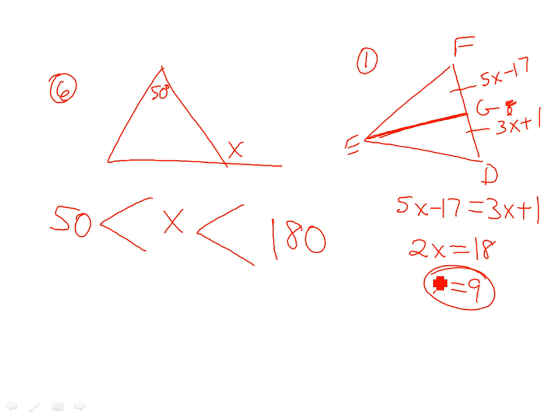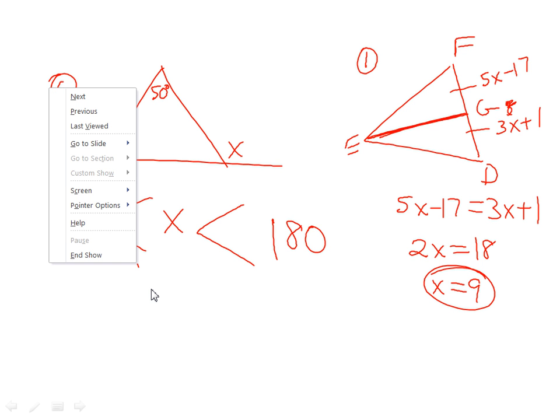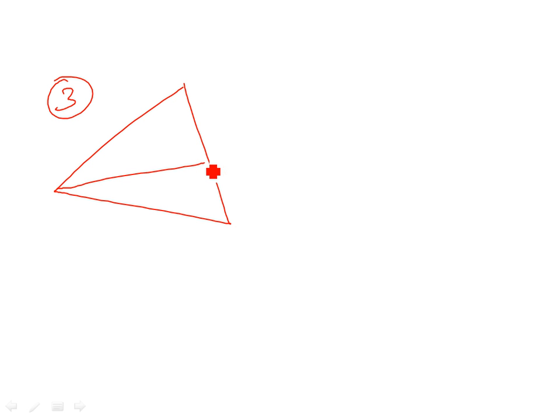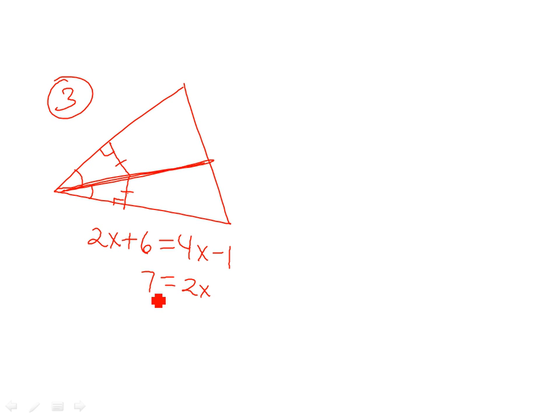Number 3. What do they tell us in number 3? It's an angle bisector. So give me a second to draw number 3 up here. Triangle looks something like this. You've got an angle bisector. They draw these in, it forms a right angle there. Draw that in, it forms a right angle there. What do you know about those two segments if this is an angle bisector? These are congruent to each other. So what equation can you set up? 2x plus 6 equals 4x minus 1. Solve that, you end up with 2x on that side equals 7. What's x equal? 3.5.